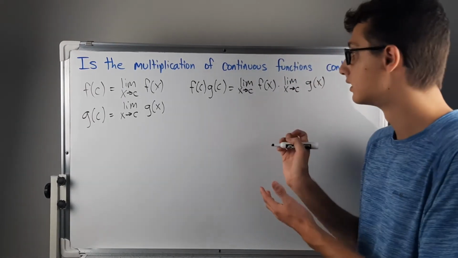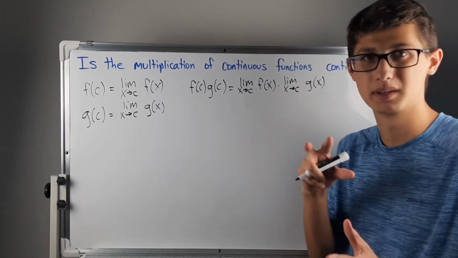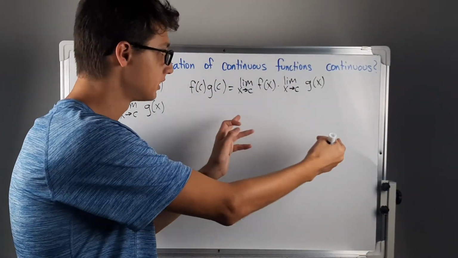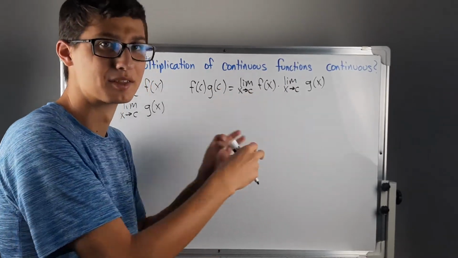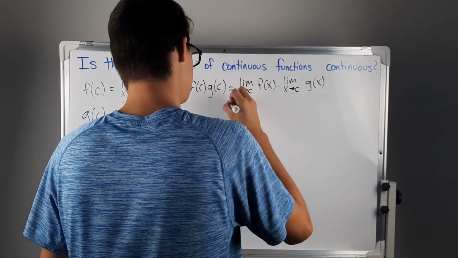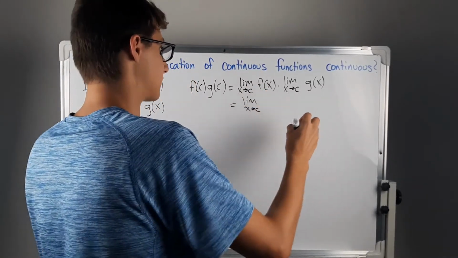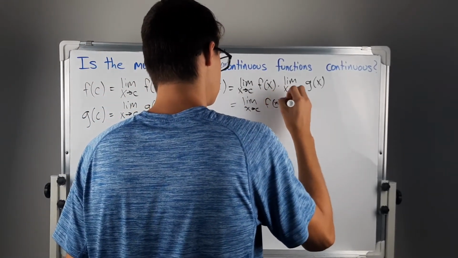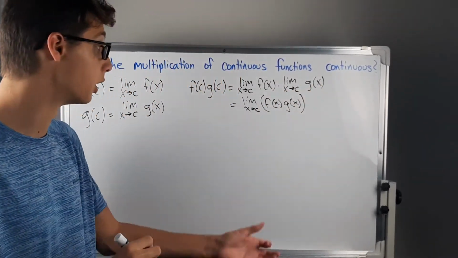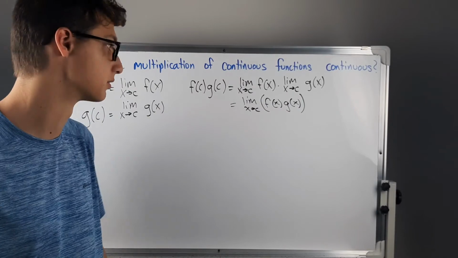Now, from this, it may be a little hard to know how to proceed, but if you know one of the properties of limits, you'll know that the multiplication of two limits is equal to the limit of the multiplication of the two inner functions, essentially. So this is equal to the limit as x approaches c of f of x times g of x, and I'll put that in parentheses for clarity. We basically condense these two limits into one, where we're just multiplying the two inner functions.